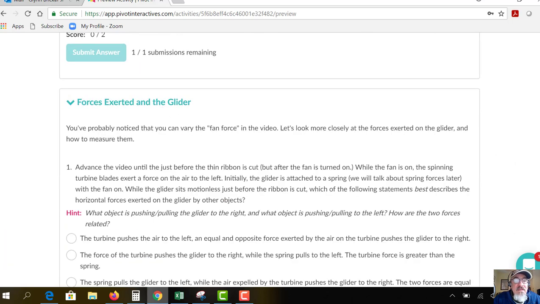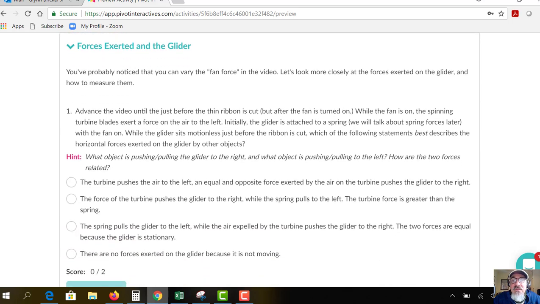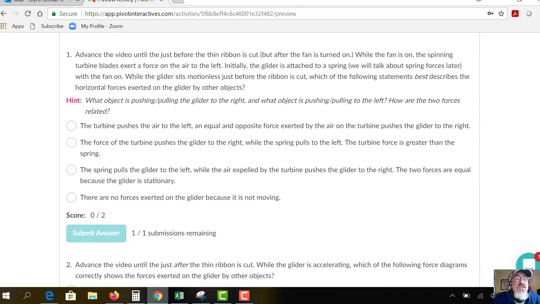So, force exerted on the glider. You've probably noticed that you can vary the fan force in the video. Let's look more closely at the forces exerted on the glider and how to measure them. So advance the video until just before the ribbon is cut, but after the fan is turned on. While the fan is on, the spinning turbine exerts a force on the air to the left. Initially, the glider is attached to a spring with the fan on.